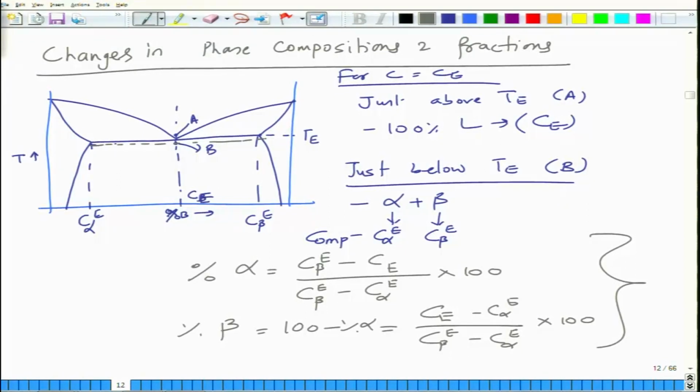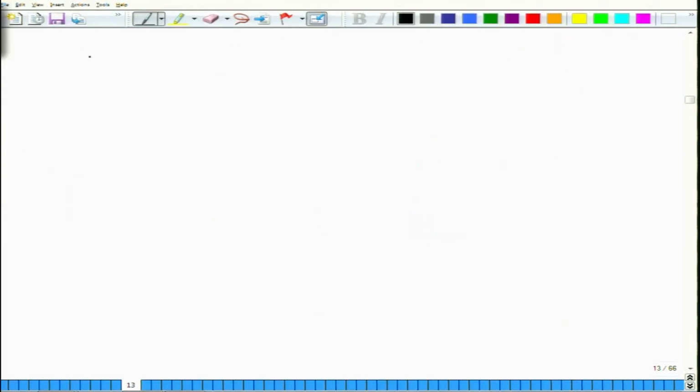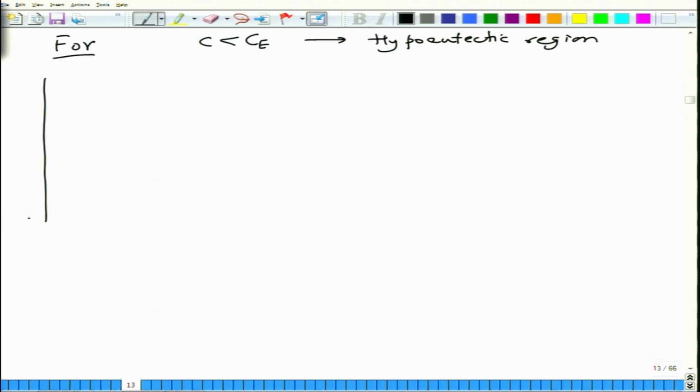Now what happens when the situation is different, for a composition which is less than CE in the hypoeutectic region? The analysis which we are doing for the hypoeutectic region is valid for the hypereutectic region as well, so we will not do that here. So we again draw the phase diagram.